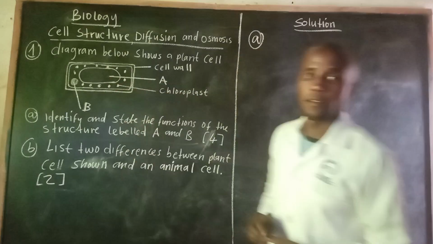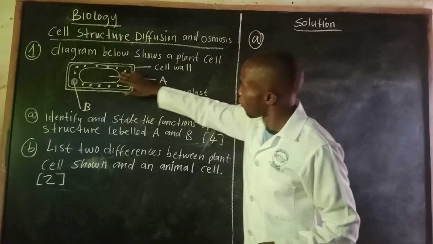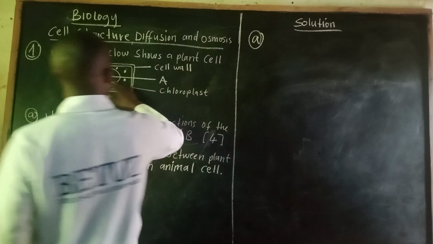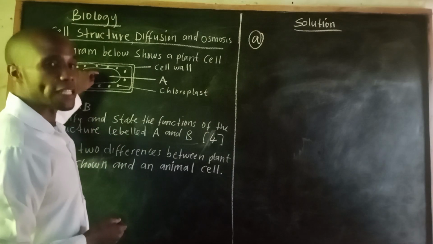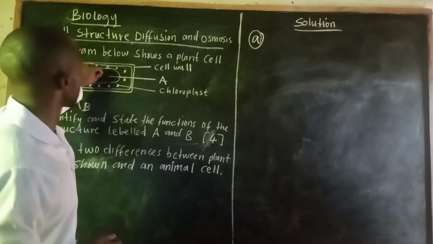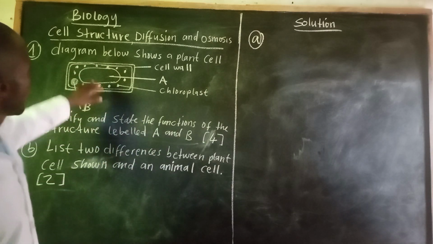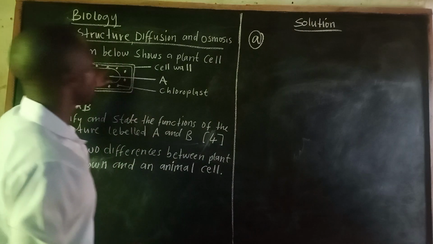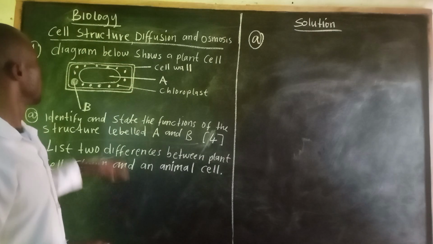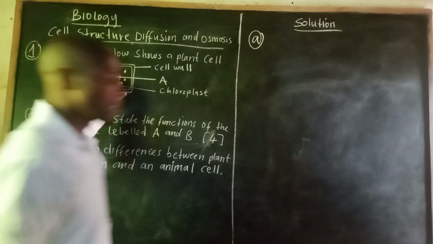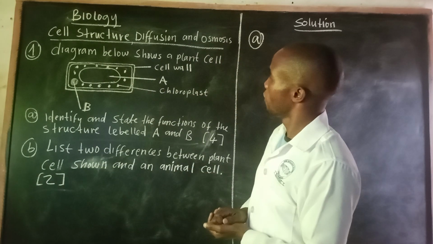So now when we come to the functions of these two structures in the plant cell, the function of the vacuole is to control. Inside the vacuole there is a cell sap. This cell sap, which is contained in the vacuole, is there to control the movement of materials in and out of the cell. So that is the main function of the vacuole.